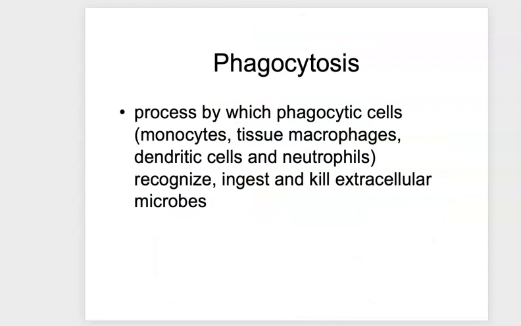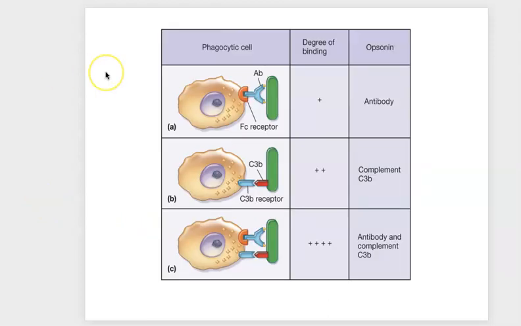So the specific immune response begins with phagocytosis, which is basically different cell types, such as tissue macrophages or monocytes or dendritic cells or neutrophils, recognizing and ingesting and killing extracellular microbes. The mechanism of recognition looks something like this, where it's a combination of both innate and specific defenses. In this case, you see a phagocytic cell with its antibody receptor binding to a microbe that's been coated with antibody. The degree of binding is not that strong. The opsonin in this case is the antibody. So again, opsonin is a term for any molecule that increases the ability of something to be eaten or phagocytosed.